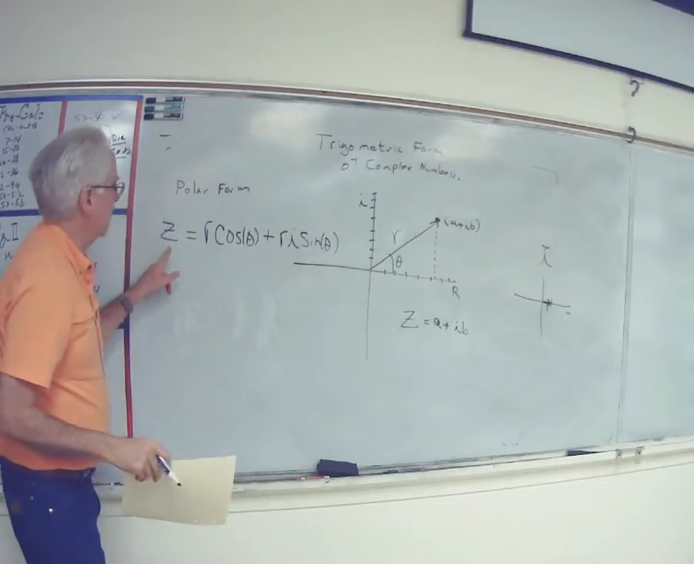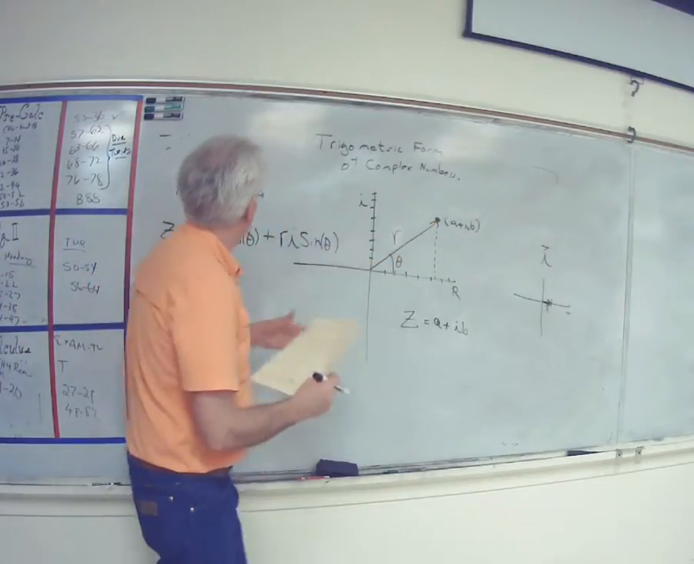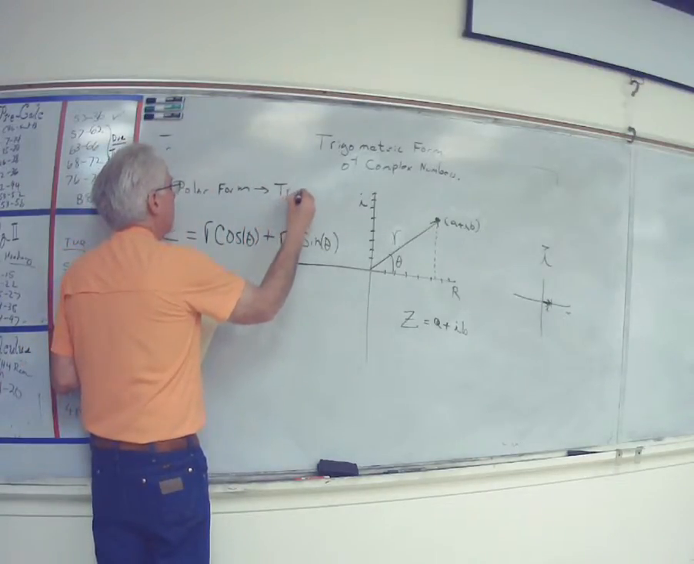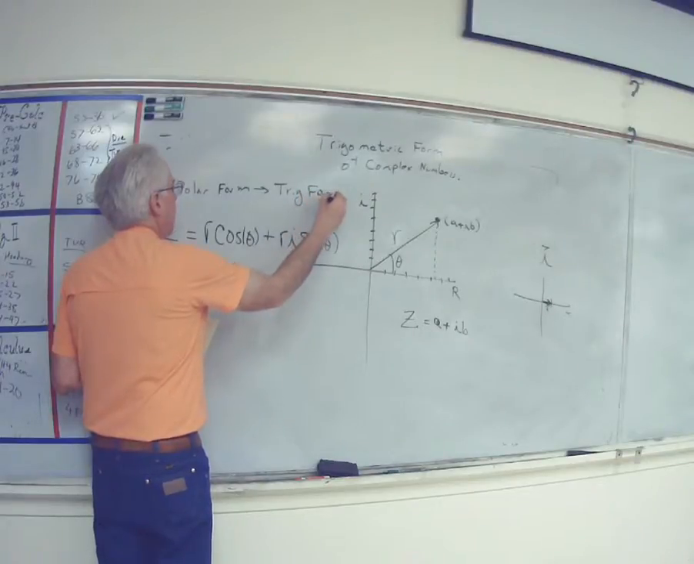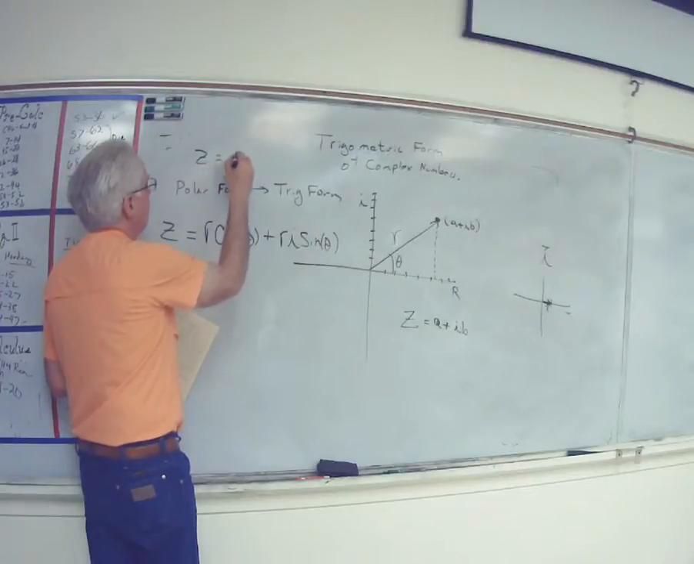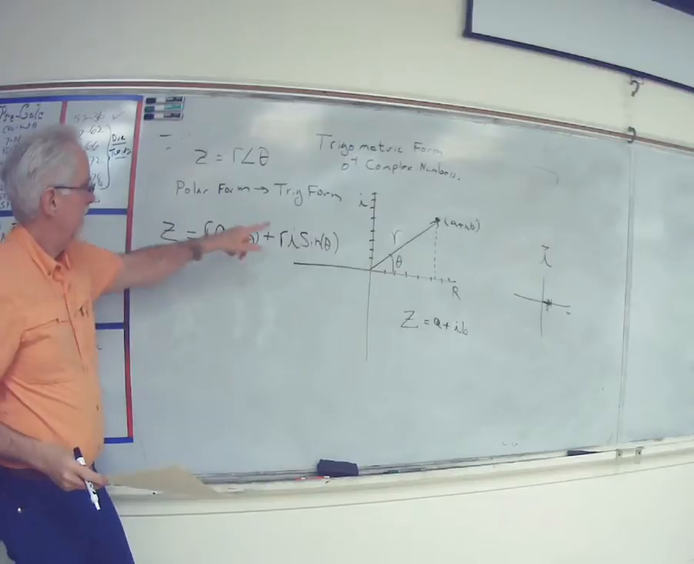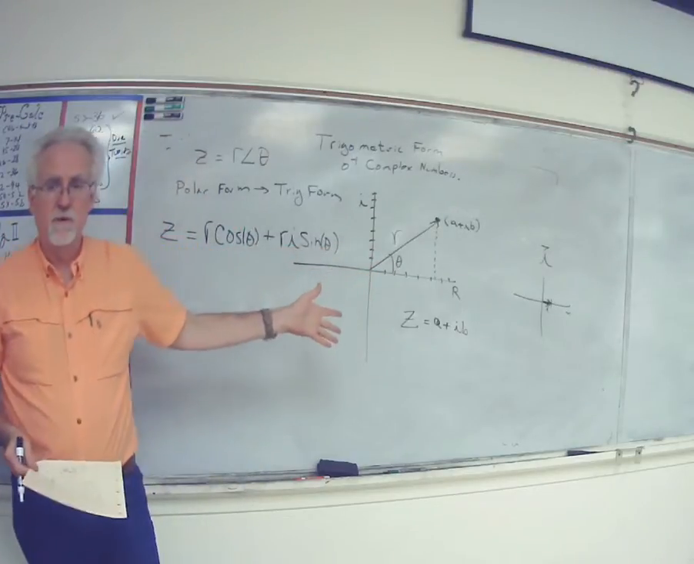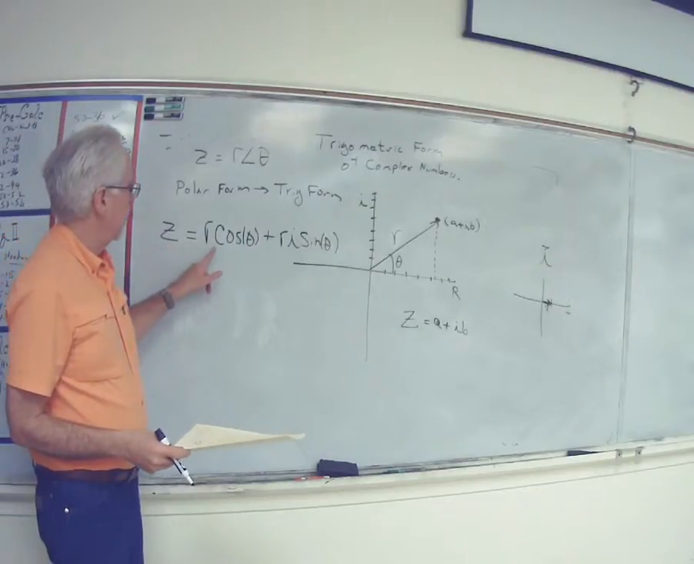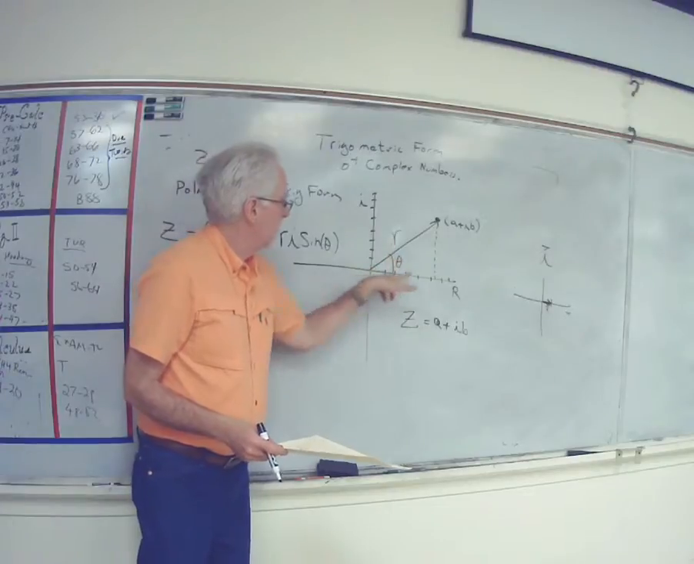So if I have a Z, if I have an R at an angle, and I want to go from polar form to trig form, this is what I do. Where do I start? Z is equal to some radius at some angle theta, that's polar form. Now I want to go to trigonometric form. Z is equal to R cosine theta.